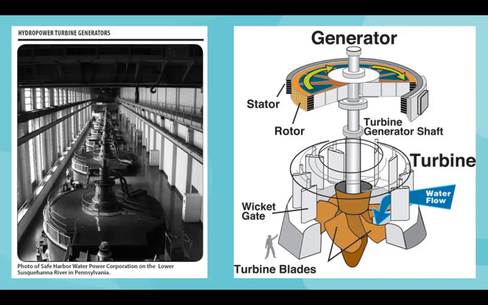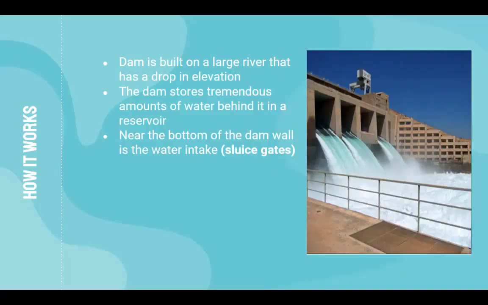Rotations can go anywhere from 50 to 600 revolutions per minute, generating our electricity. So depending on how much water you have behind the dam, that's how much energy you're going to be able to produce by turning it on and off. And the dams can store a tremendous amount of water. And near the bottom of the dam wall is the water intake, or the sluice gates. And this is what's going to regulate the inflow, outflow.